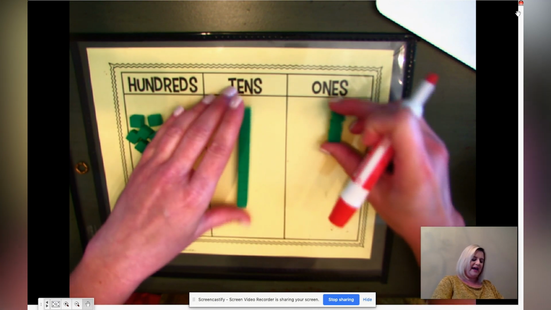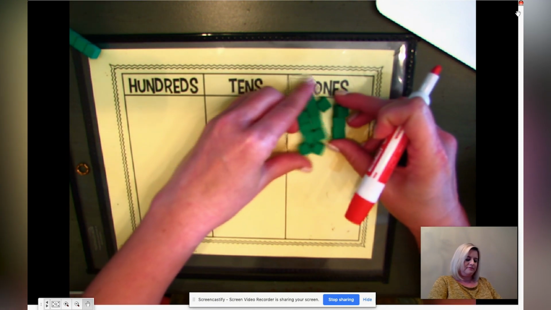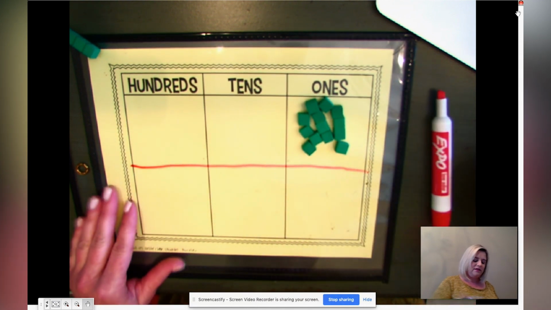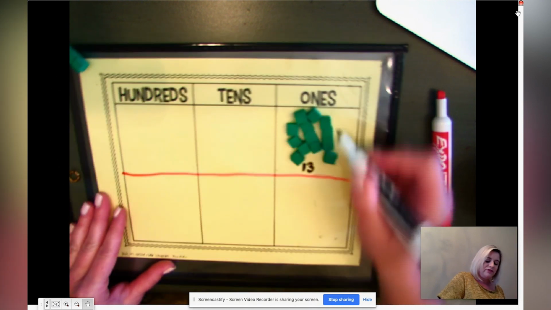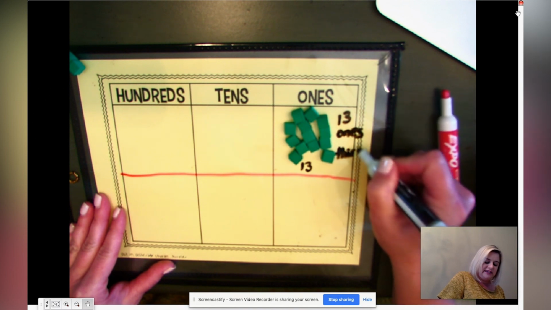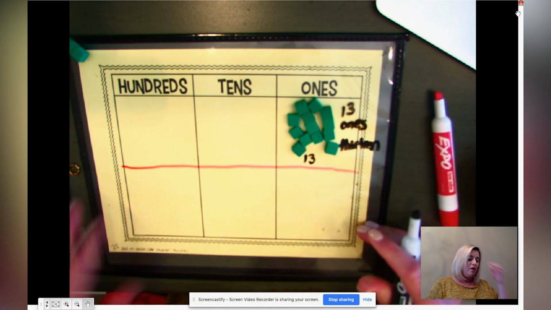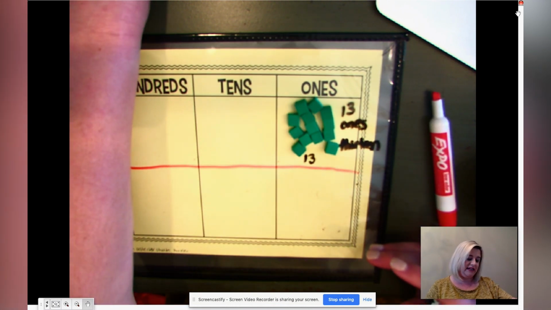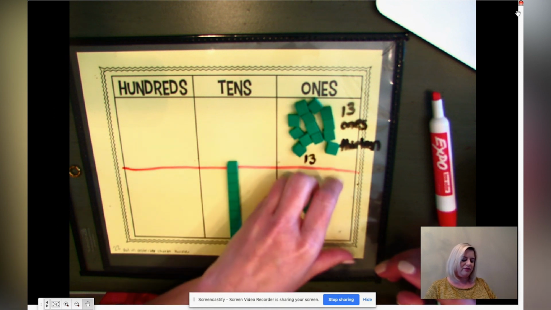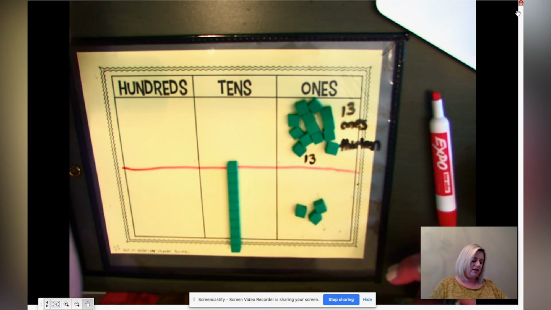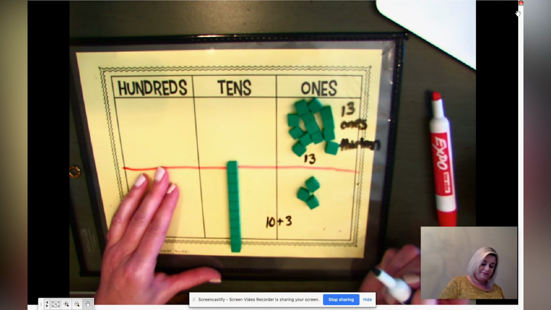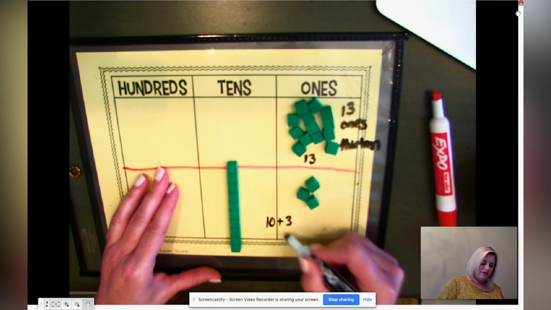So first, we had 13 ones. And remember the different ways you could write this? 13, 13 ones, and in number and word form we did. Now, when we had our ones that were 13, remember we took a group of 10 and moved it over, so we have 1 10 and we had 3 ones left over in the ones section. So here we have 10 plus 3. What else can we write this as? 13.